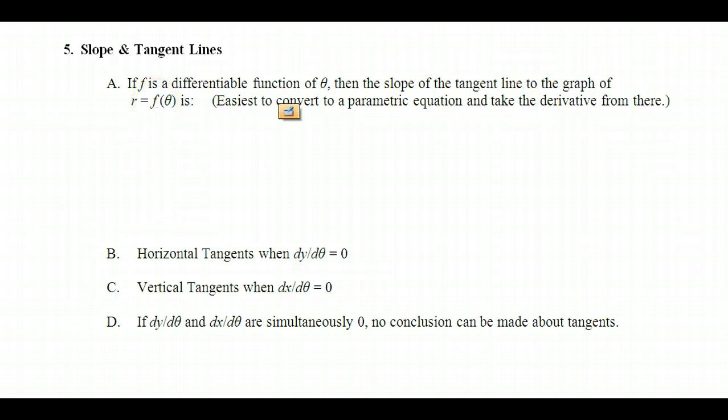So right now we know that our equation is r is equal to f of theta. So we just have r equal to something in terms of theta. Well, if I want to write a parametric equation, I have to have two equations. What is x equal to and what is y equal to? Going back to the polar, we know that x is equal to r cosine theta, and y is equal to r sine theta.